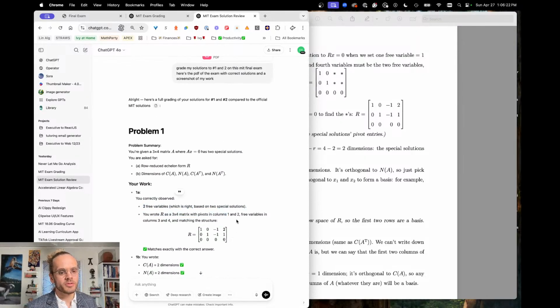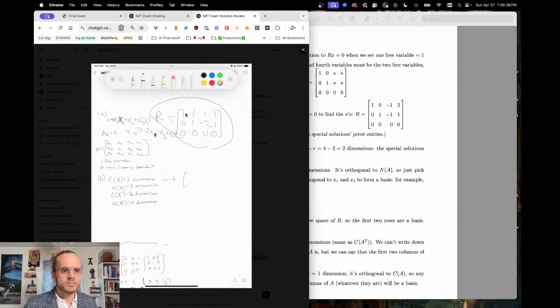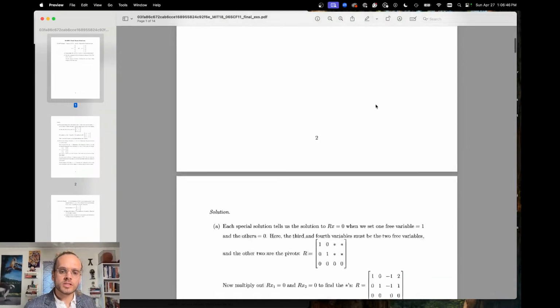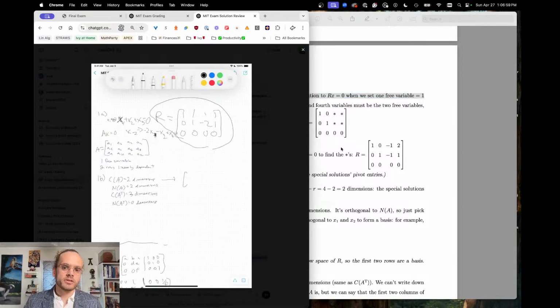So there are 2 free variables. I wrote R as a 3 by 4 matrix with pivots in columns 1 and 2 and free variables in columns 3 and 4, matching this structure. Did I do all that? I hope. So for these special solutions, the third and fourth variables must be the free variables. I was right that the bottom row is all zeros.